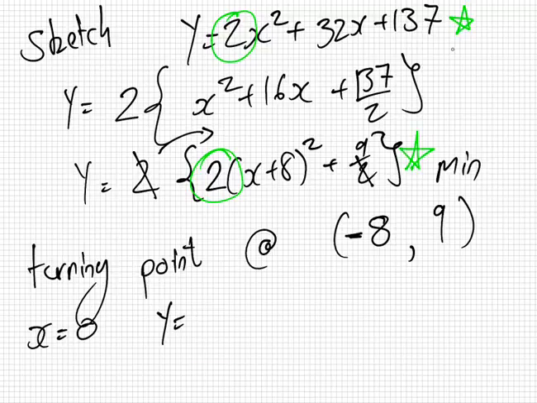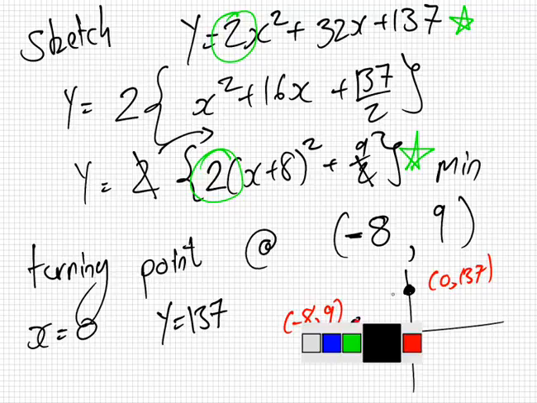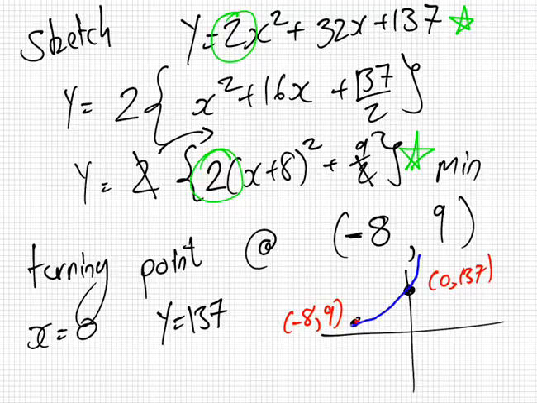Let's find where it crosses the y-axis and where it crosses the x-axis. First, where it crosses the y. How do I find that? We let x equal 0. So if x equals 0, y equals 9. So this is our first point, (0, 9).